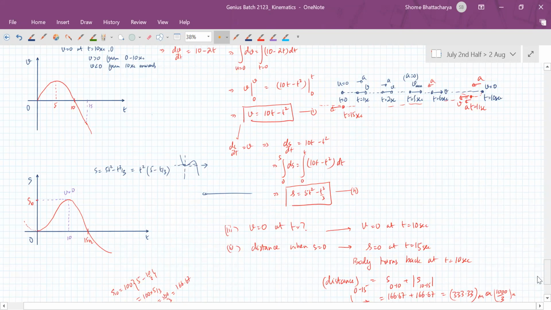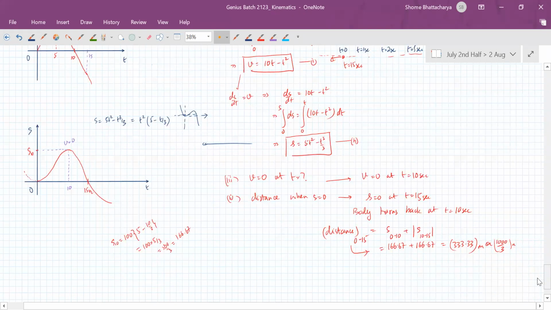So can you scroll down a little? So that last part, the distance is 500 by 3 plus 500 by 3, because it goes 500 by 3 maximum displacement on the positive side and then returns back from 10 to 15 seconds by the same distance. So it becomes a total of 1000 by 3 or 333.3 meters. Right?